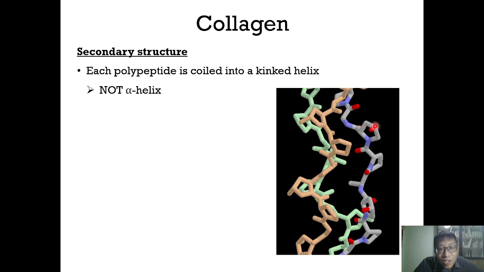Looking at each of them, it is kind of kinked, meaning there are bends in the polypeptide. So it forms this helical structure that is not really smooth, unlike the alpha helix. There are all these sharp bends in this helix. So it's called a kinked helix. So it's certainly not an alpha helix. Whatever you have learned in alpha helix doesn't apply to this kinked helix formed by the polypeptide in collagen. Okay, just take note of that.